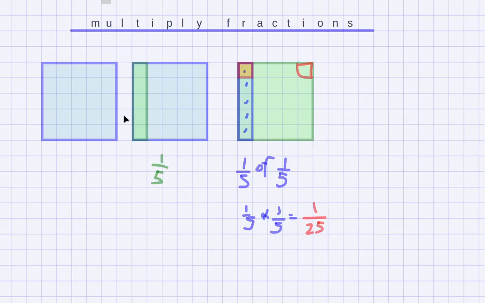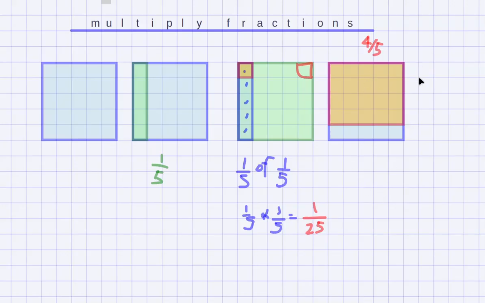Now, what if we wanted 4/5 of that pizza? 4/5 of the pizza would be how much? Let's draw it. Okay, so 4/5 of the pizza would be 1, 2, 3, 4 of those fifths. So it would be that area there.